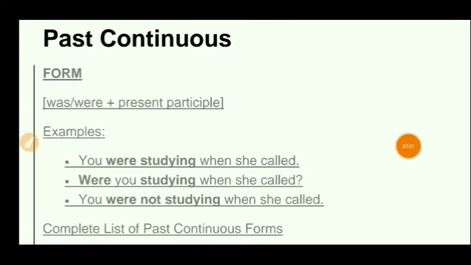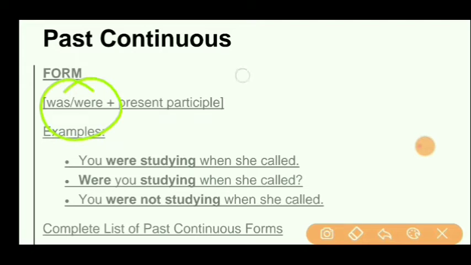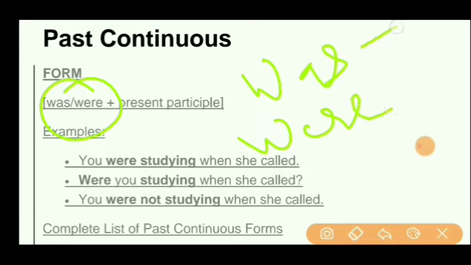So see the use of past continuous tense along with examples, rules, and do practice. First of all, past continuous tense. In past continuous tense we use was and were. They are two helping verbs, was and were. This is the form of to be.